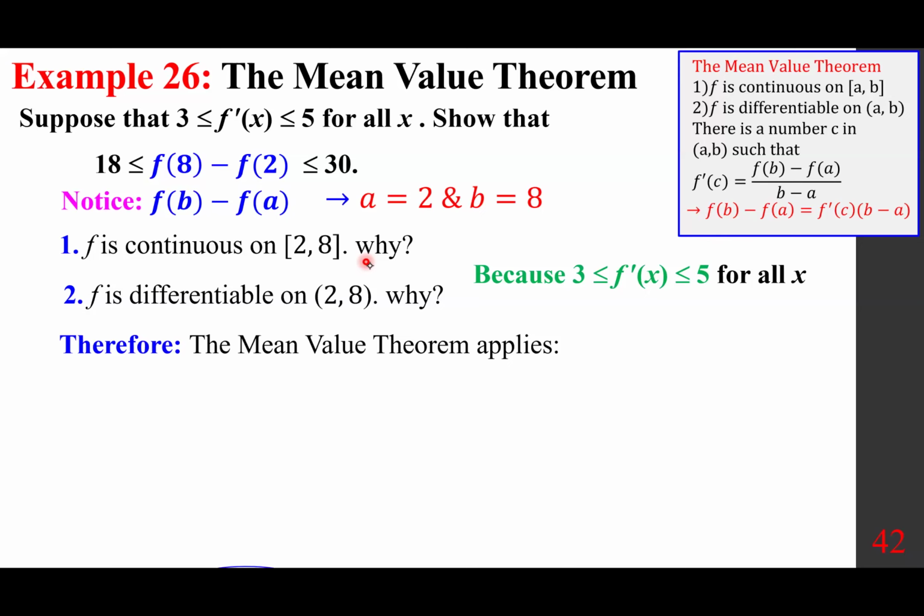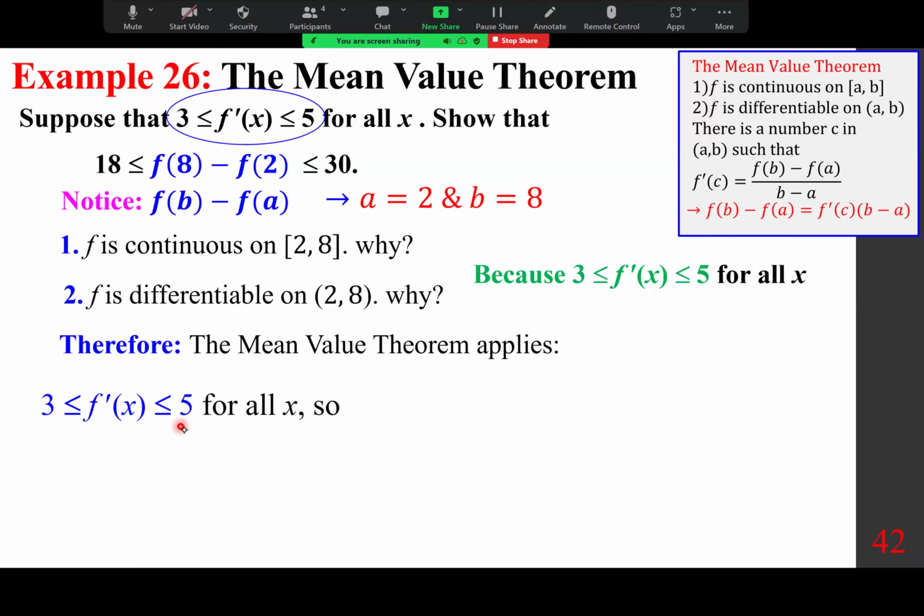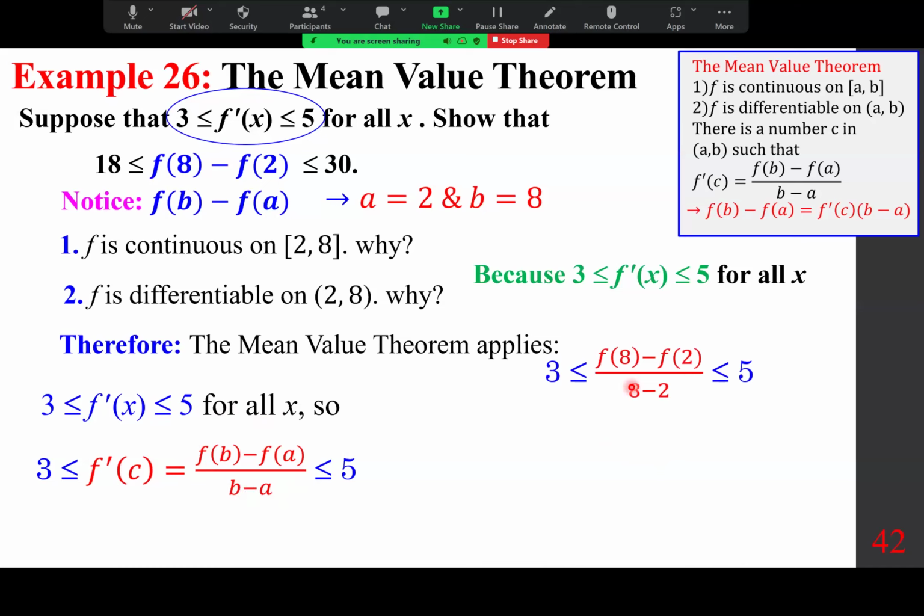So let's write what we had here, okay? We know f prime of x is between 3 and 5, inclusively, for all x. So if that is the case, this is also true. This must be between 3 and 5 because it's at some point. So f prime of c, or f of b minus f of a over b minus a. And we said that a is 2, b is 8. So let's replace the a with 2, b with 8 in this fraction. As you know, 8 minus 2 is 6.